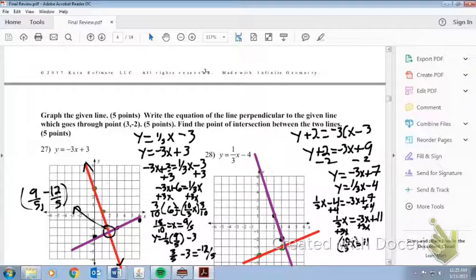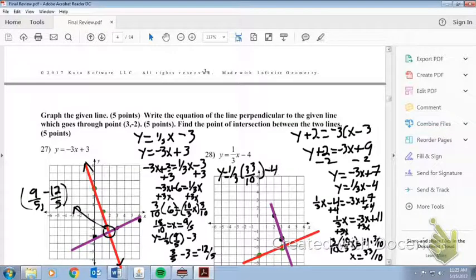We're going to multiply both sides again by the reciprocal. That's 3/10. And that is going to give us x equals 33/10. Almost there. That's 3.3. So we're going to go back. We're going to plug that into y equals 1/3 x minus 4. Now instead of x, we're going to write that 33/10 minus 4.